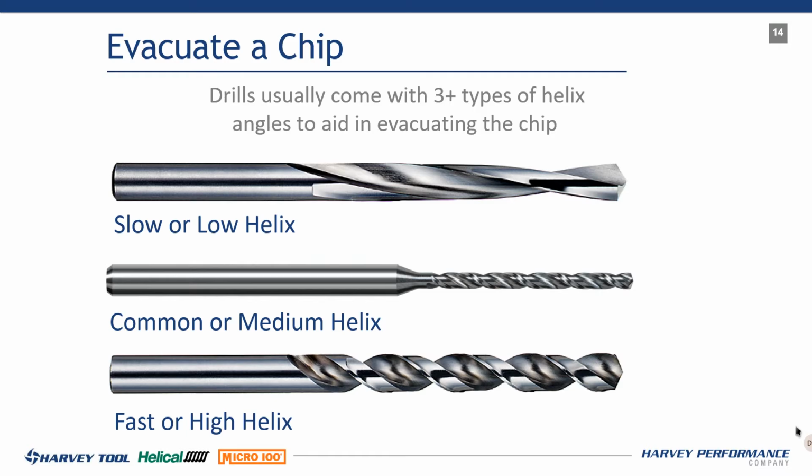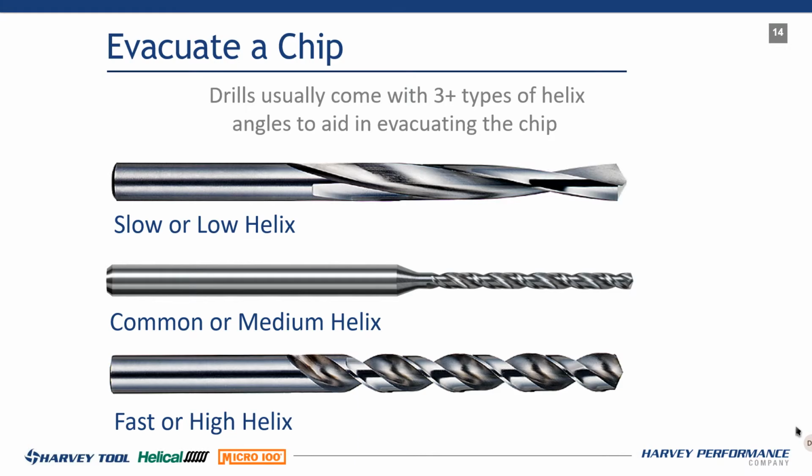First, there's slow or low helix, which is a little bit more for your cast irons and a little bit for your brass, the ones that are going to break up a chip that you don't need to evacuate as well. You have common or medium helix, as I call it, which is pretty much standard in today's world on most carbide tools, because we're using different geometries to get the chips up the flute. So a standard or common helix is what you're going to see on most tools. And then we have a fast or high helix, which is good for aluminums and softer materials where we want to grab that chip, pull it up as quick as possible, and evacuate it out of the hole.